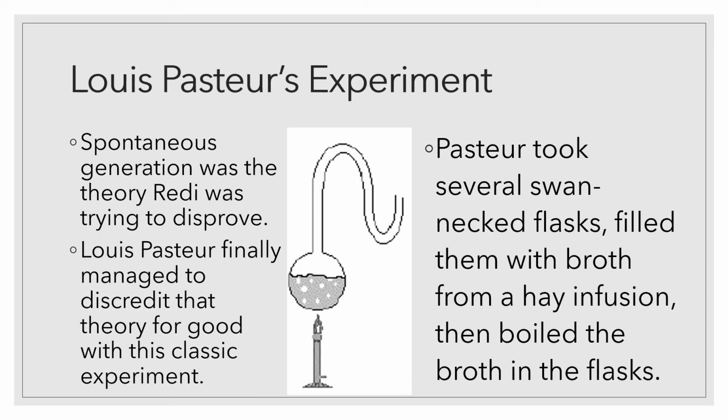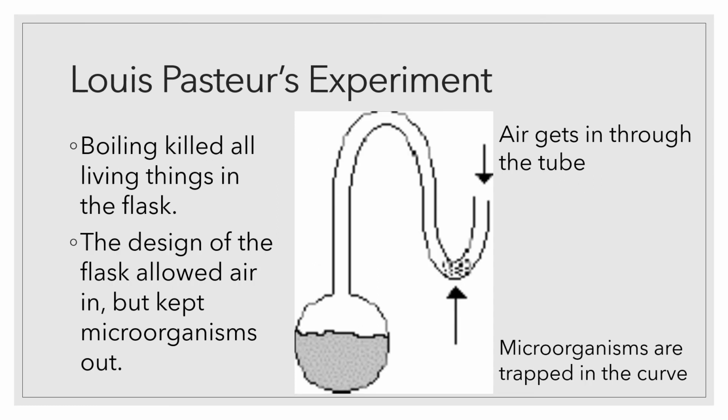Spontaneous generation was what Redi was trying to disprove. Louis Pasteur actually managed to discredit the theory for good. Pasteur took several swan-necked flasks, filled them with broth from a hay infusion, and then boiled the broth in the flask. Boiling killed all living things in the flask. The design of the flask allowed air in, but kept microorganisms out.